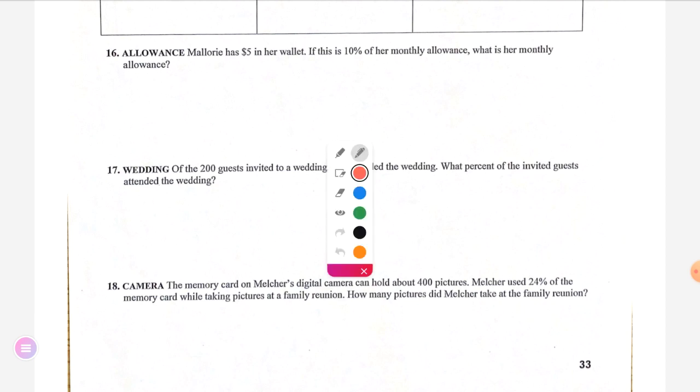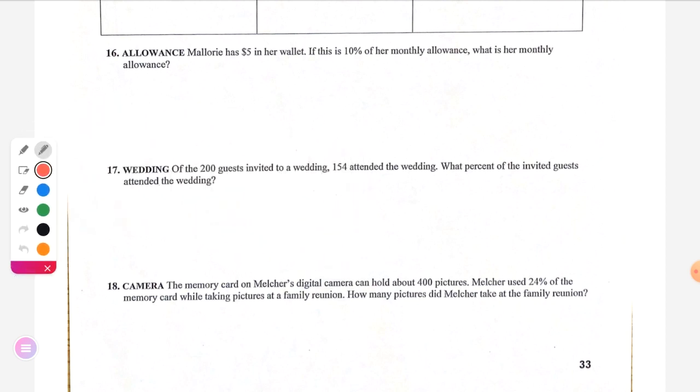So on number 16, Mallory has $5 in her wallet. If this is 10% of her monthly allowance, what is her monthly allowance? What is the easiest piece to pick out? Nate? That's $5. Part, whole, or percent? What's easiest to pick out in a problem? Why is the percent the easiest to pick out? Livy? It has a percent sign, or if you're looking for it, it says what percent. So I'm going to underline that and put a percent by it. Percent of whole.